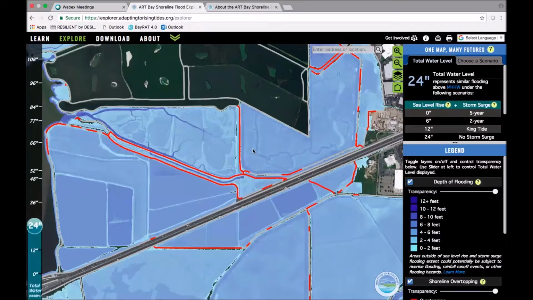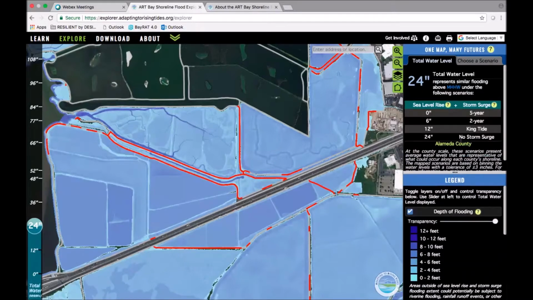The Flood Explorer also helps us understand under what sea level rise and storm surge conditions this level of flooding will occur. And that's where this One Map, Many Futures window in the top right is very powerful. Here we can see that at 24 inches of total water, we can expect to see that same amount of flooding given a 5-year storm surge event. And so this part of the website really helps to connect the total amount of water with the different scenarios that you might be expecting to see that sort of flooding.